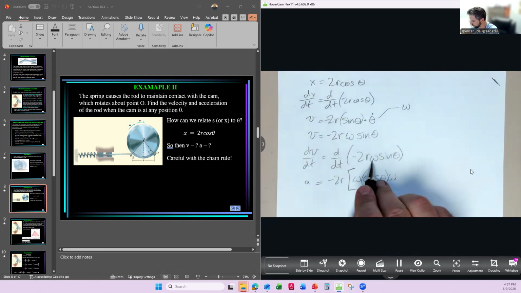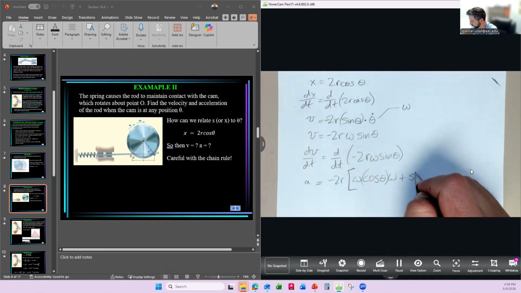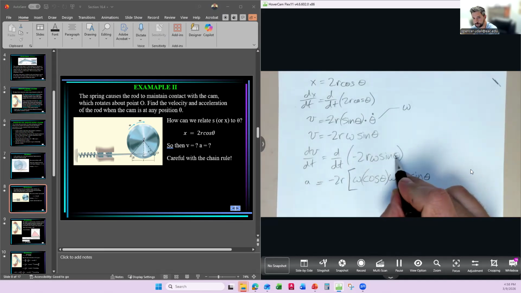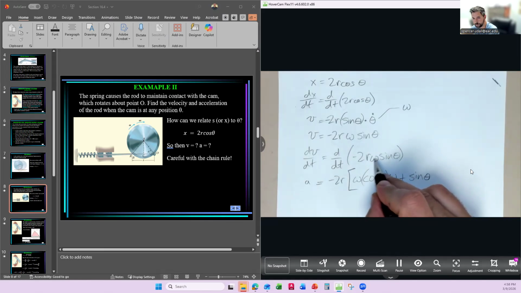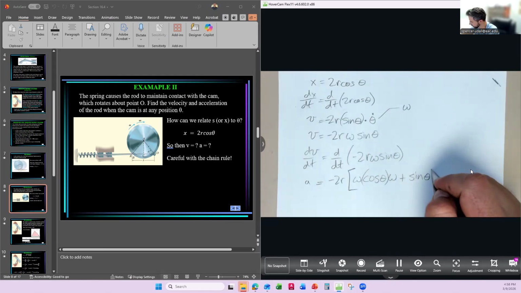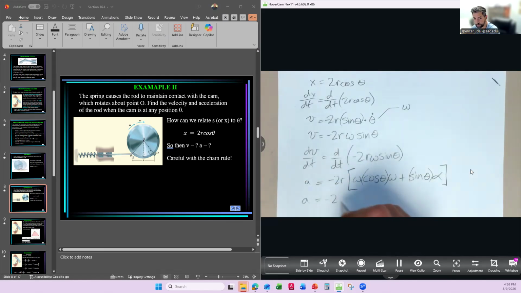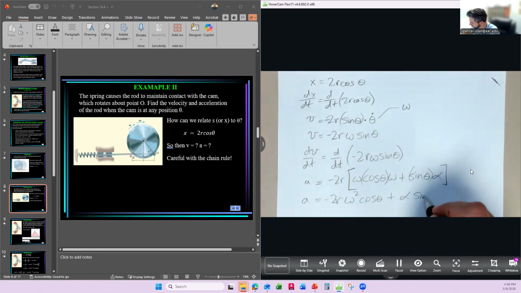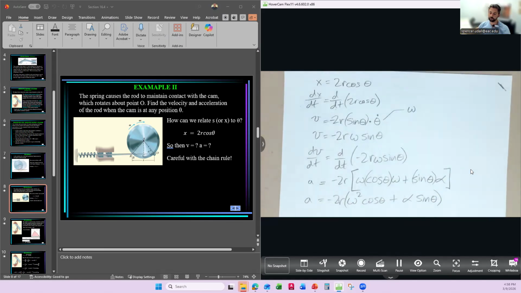So that was the first times the derivative of the second, plus the second times the derivative of the first, which the derivative of omega would be alpha, right? And we could simplify that slightly, but that would basically be it. We could make this omega and omega just an omega squared cosine theta plus alpha sine theta. And that just looks a little nicer, a little easier to plug our numbers into if we had them to solve.